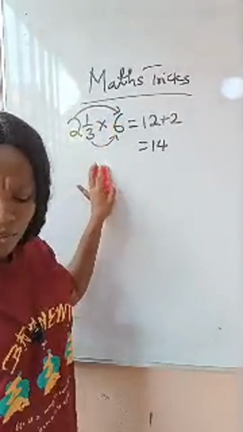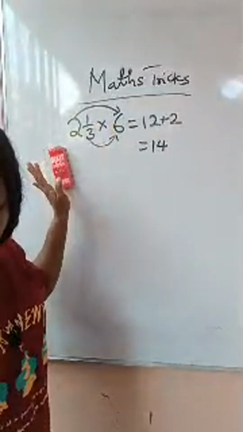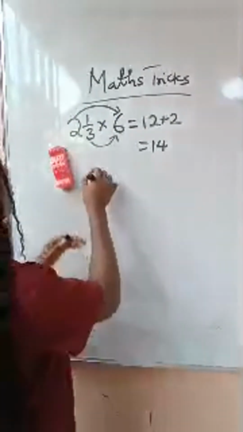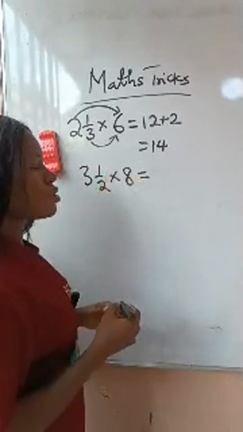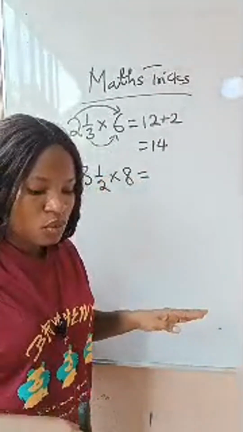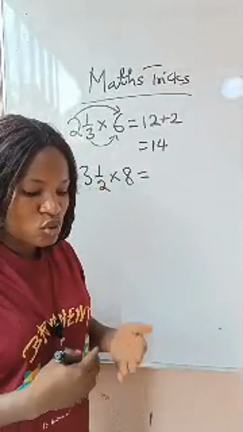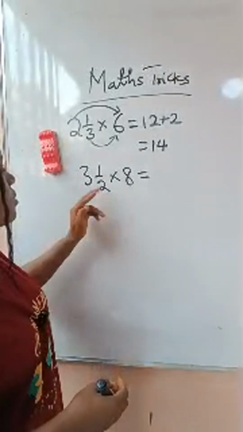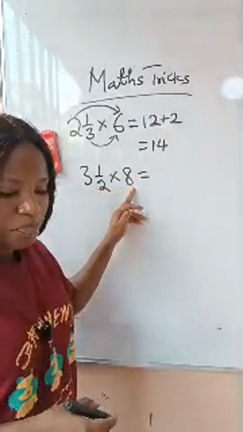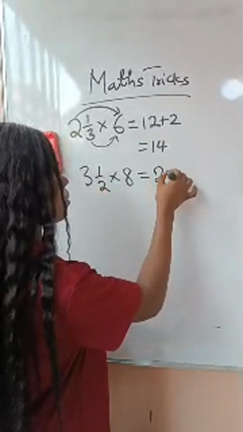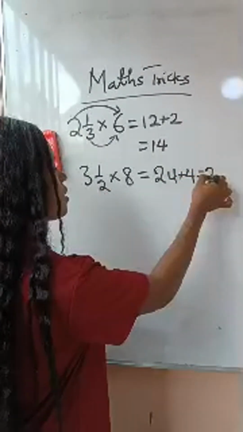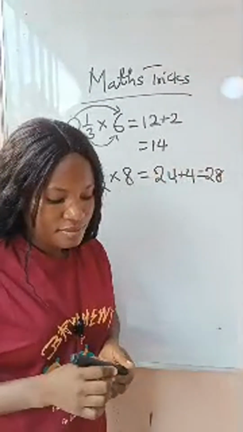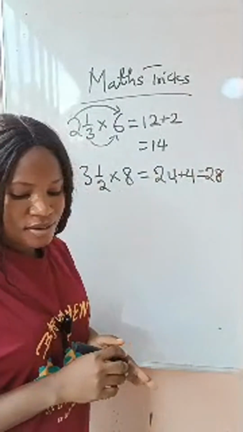So what if you have, for example, 3 whole number 1/2 multiplied by 8? Because of this math trick, you don't need your calculator, or you don't need to stress yourself. If you multiply 3 by 8, you will get 24. And half of 8 is 4. So your answer is 28. You can see that, right? Very easy.